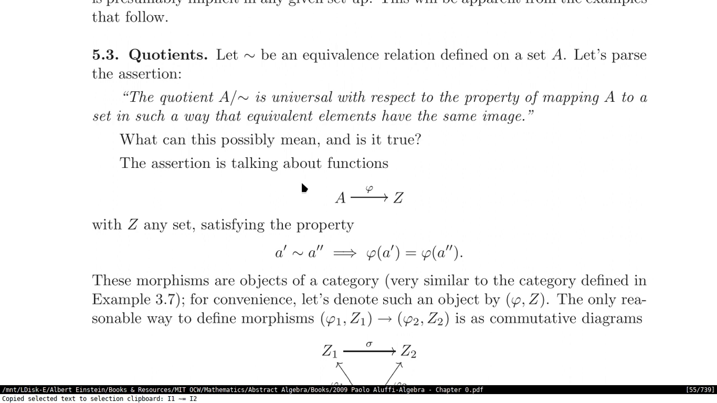Okay, so what this is saying is that if you have functions from A to any other set Z, then your equivalence relation is defined in this manner. A prime is equivalent to A double prime implies that their images are equal, are the same. Right? So phi of A prime is equal to phi of A double prime, and that shows that A prime and A double prime are equivalent.